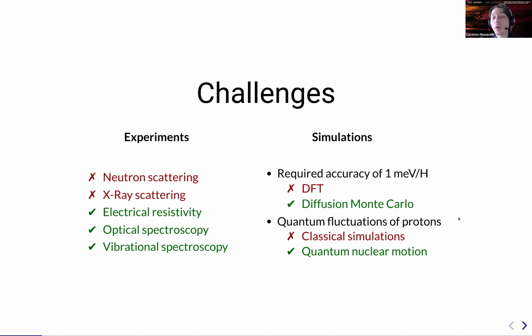And the other problem, the one that I was anticipating before, is the fact that protons are extremely light, so we cannot treat them as classical particles, and the zero-point energy of the protons in our system needs to be taken into account and plays a major role. And so we must do quantum simulation also for the nuclear part of the system.